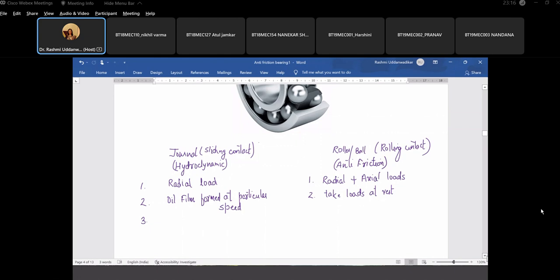Okay, give me more points. Give me more differences. Rishikesh, Deepika.